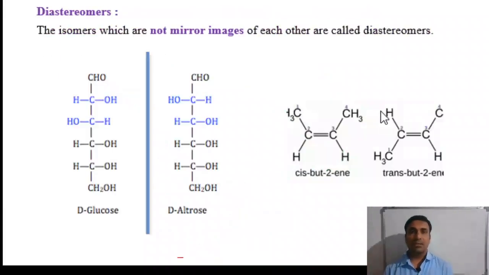Now, let us see the next concept. The name of the concept is diastereomers. So, what are diastereomers? Before this, we have seen enantiomers. What is the definition of enantiomers? Enantiomers are non-superimposable mirror images of each other. Diastereomers are the isomers which are not mirror images of each other.